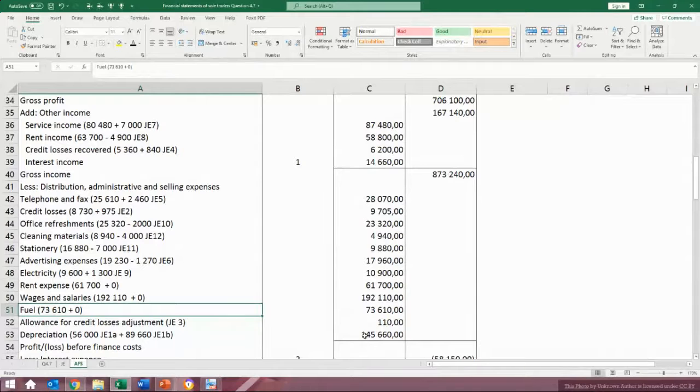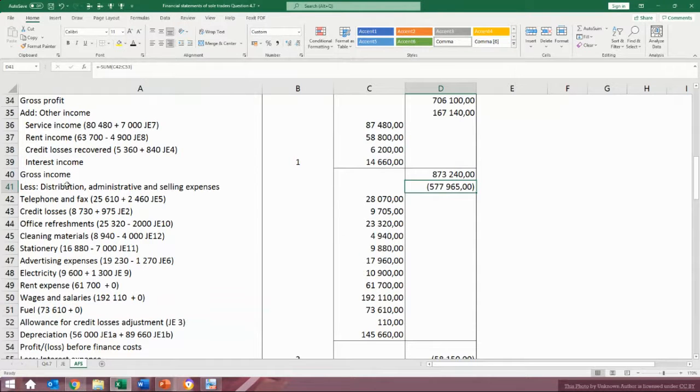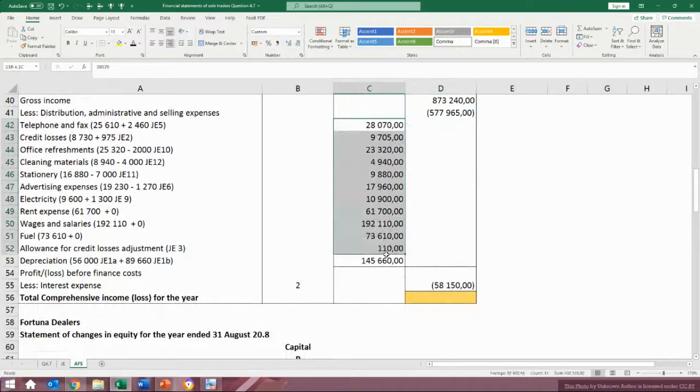So then you update the last expense amount and you then total them to get your distribution, administrative and selling expenses. Now let's say you are running out of time, you do not have time to do all these subtotals. Then just write these amounts because you generally get marks for this. And then just work out the total amount by adding everything together. And then forget about the subtotals because you won't lose too many marks if you skip that.